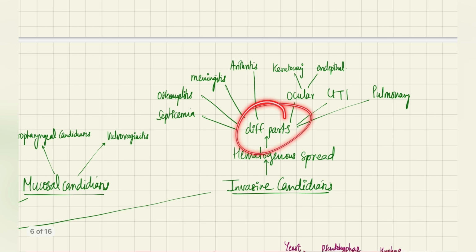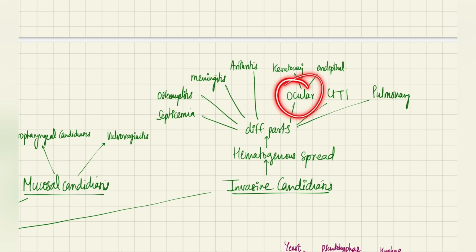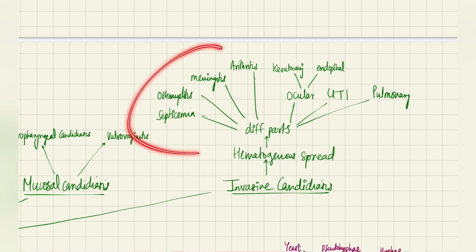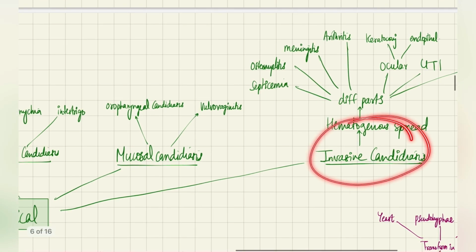This hematogenous spread reaches different parts like the pulmonary system. It can cause UTIs. It can cause ocular manifestations like endophthalmitis or keratoconjunctivitis. It can go into the joints and cause arthritis, go into the brain and cause meningitis, go into the bones and cause osteomyelitis, and when diffused in the bloodstream it causes septicemia. So it covers almost all systems: pulmonary, urinary, ophthalmological, joints, brain, bones, and the bloodstream. So this was invasive candidiasis.